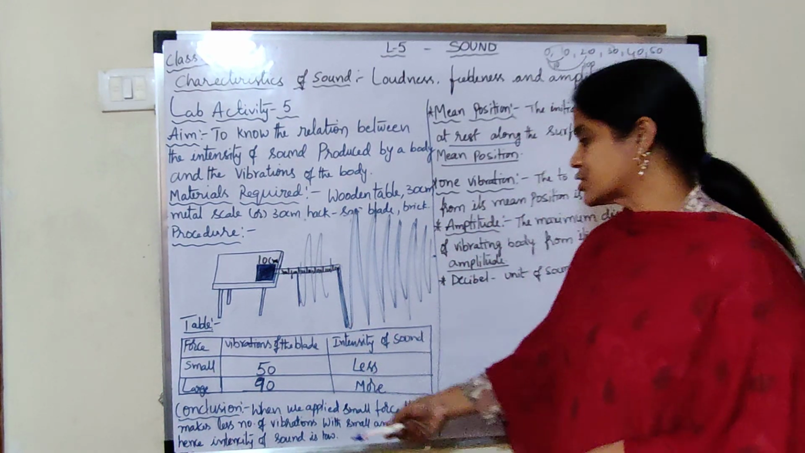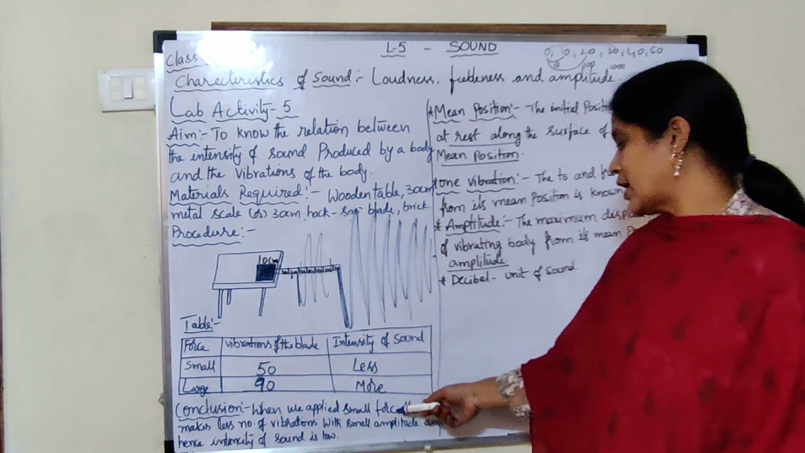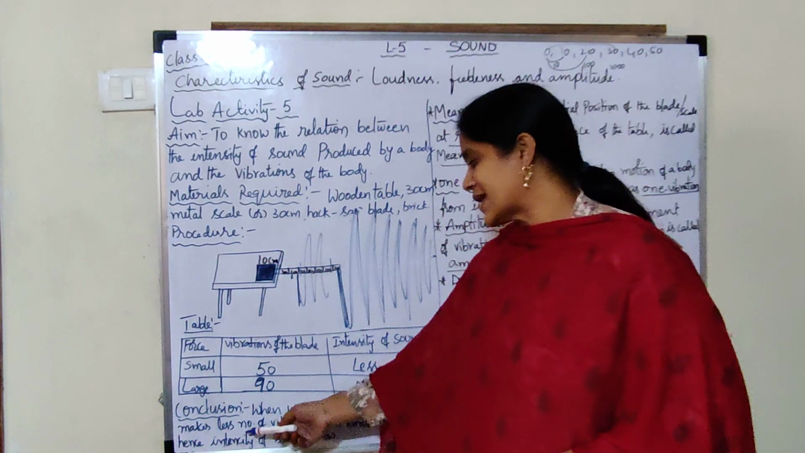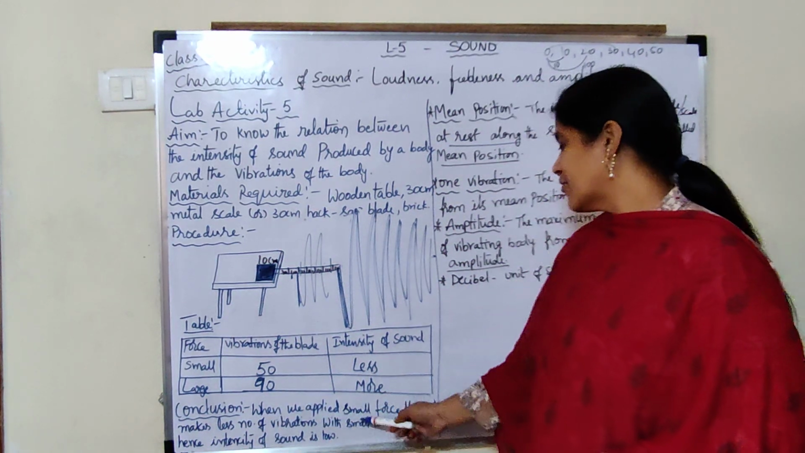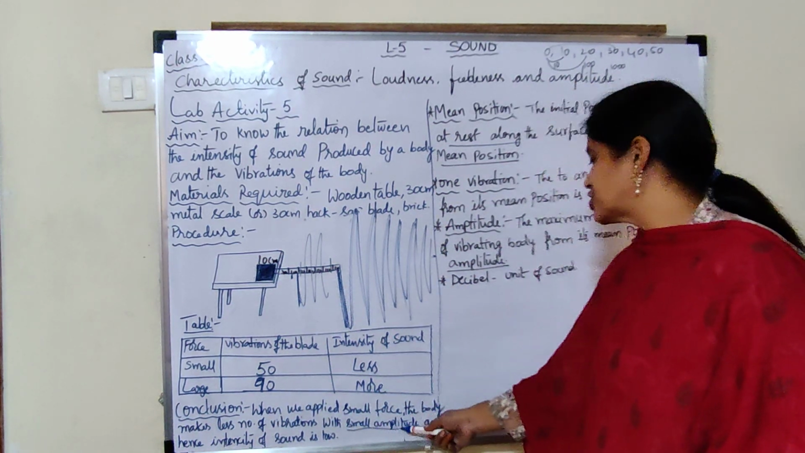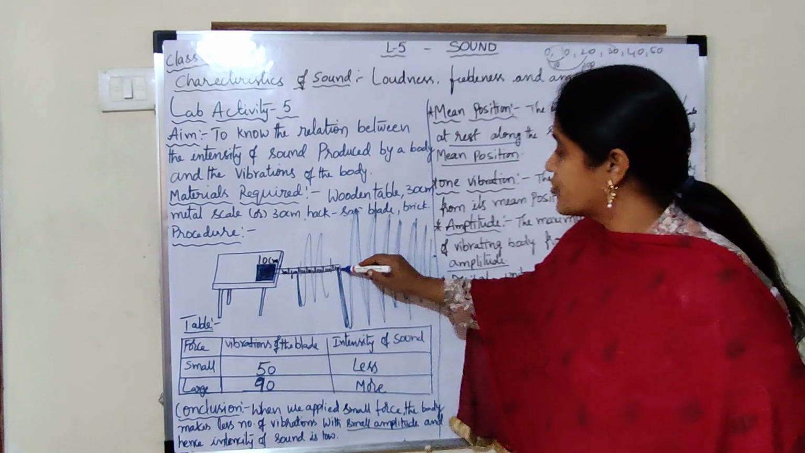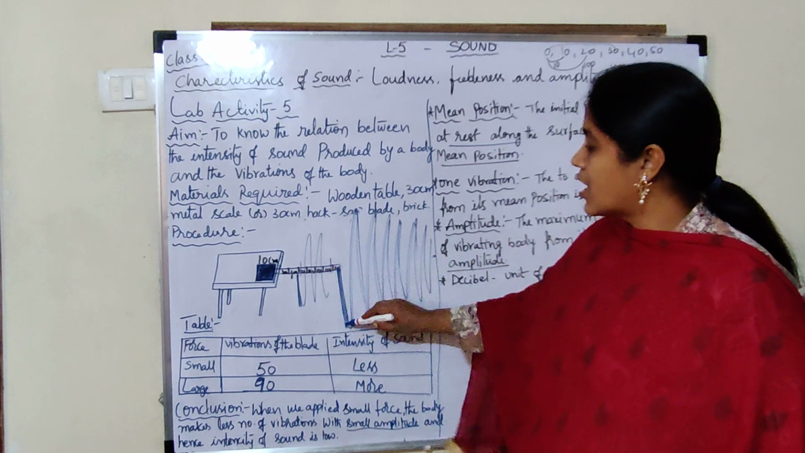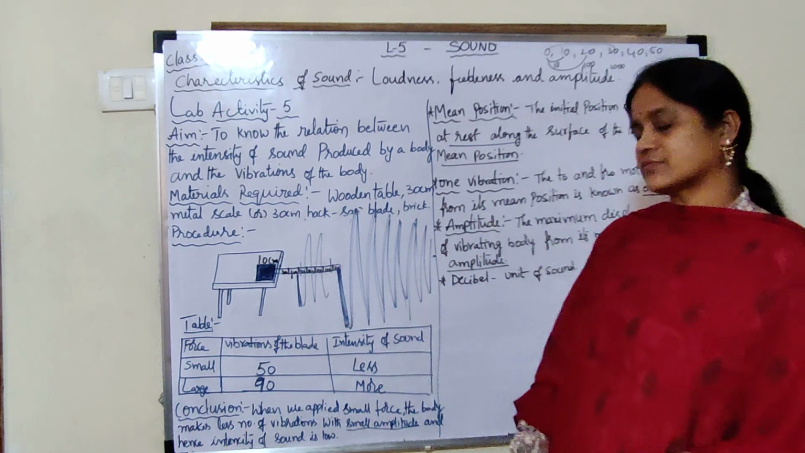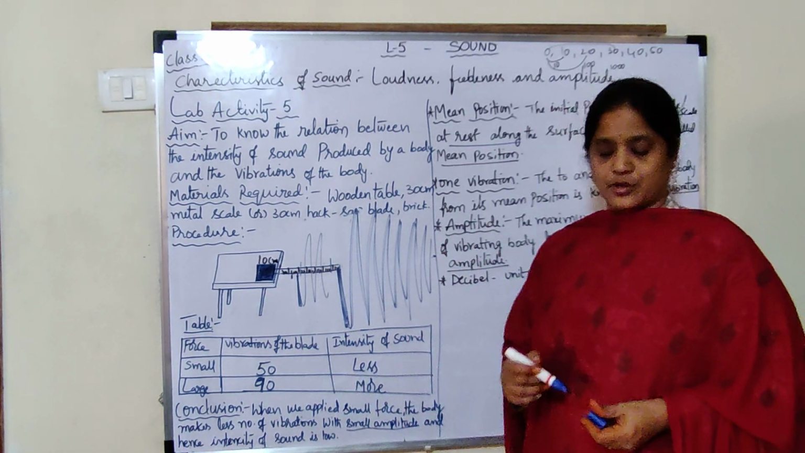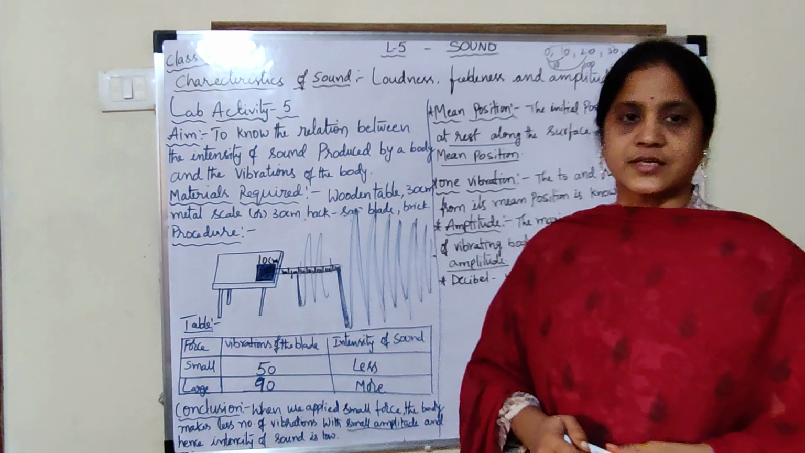So what is the conclusion? When we applied a small amount of force, the body makes fewer vibrations with a small amplitude. With the greater force, the amplitude is larger. Okay, this is the conclusion, and this is about lab activity 5.